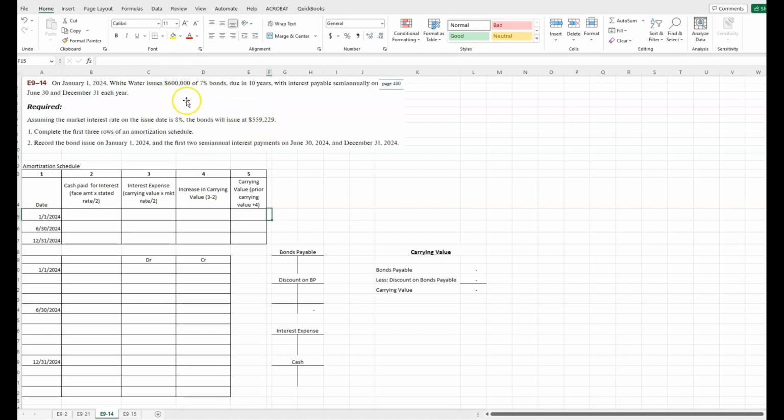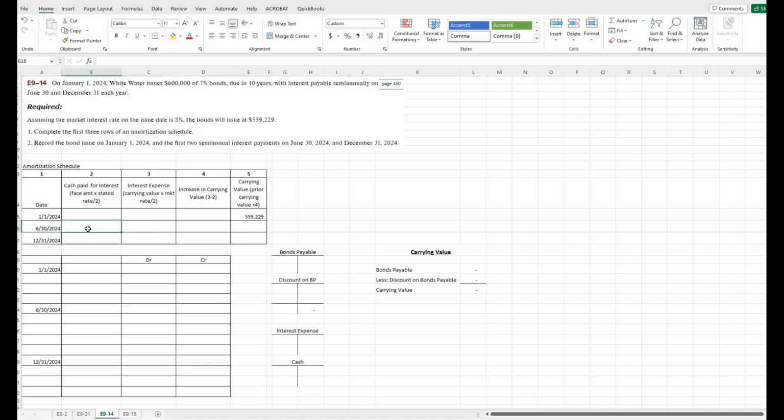The first thing you want to do is do the amortization schedules. So we start with the date that it's issued, 1/1/2024. The carrying value is 600,000 at that point. Actually, 559, because this one's issued at a discount. 559,229. So the issue price is 559,229. So that's our carrying value.